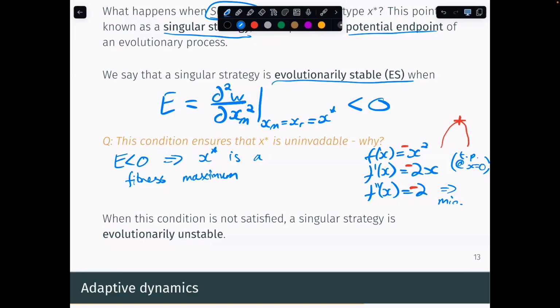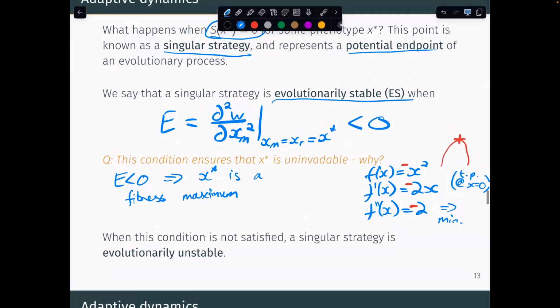So when this condition is not satisfied, so if E is greater than or equal to 0, in this case here, then this singular strategy is evolutionarily unstable. In other words, it's a fitness minimum if this is positive. It's strictly positive.